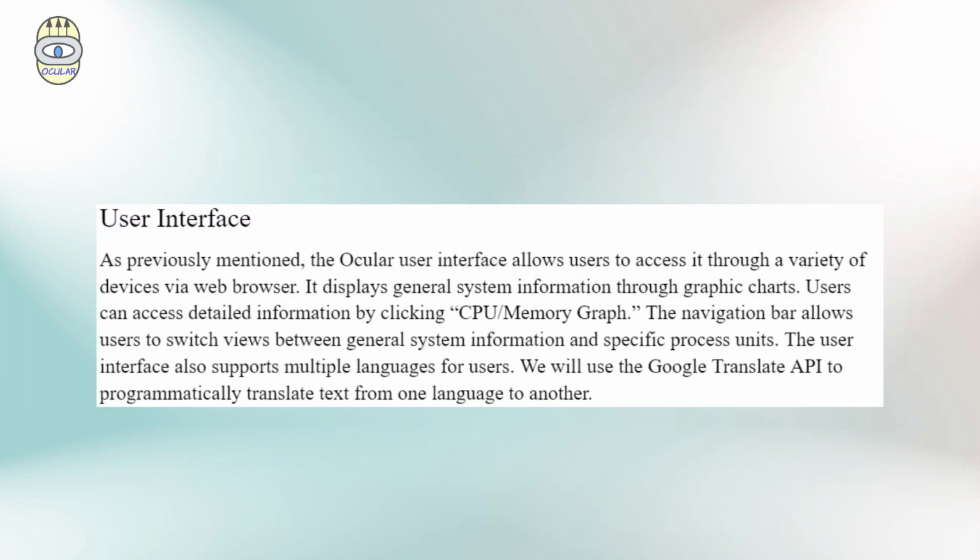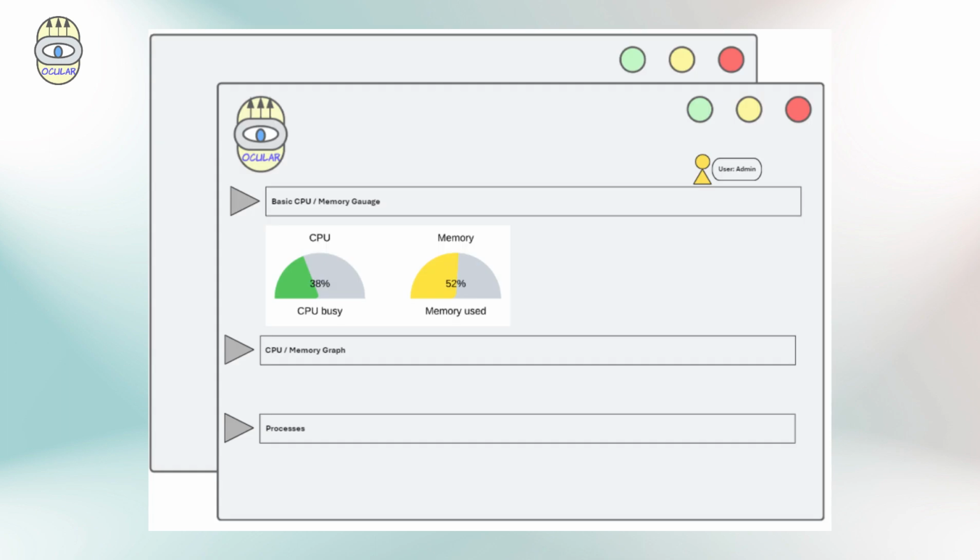Right now, let's look at what the UI design looks like for Ocular. The user interface will display the user account information and the metrics information. As you see, there are three main components right here: the basic CPU and memory gauge, CPU and memory graph, and the processes.